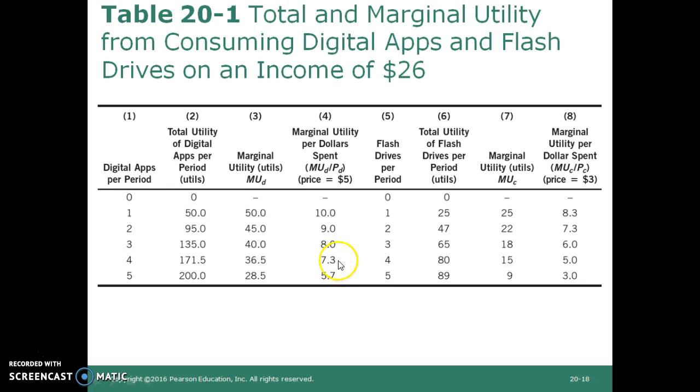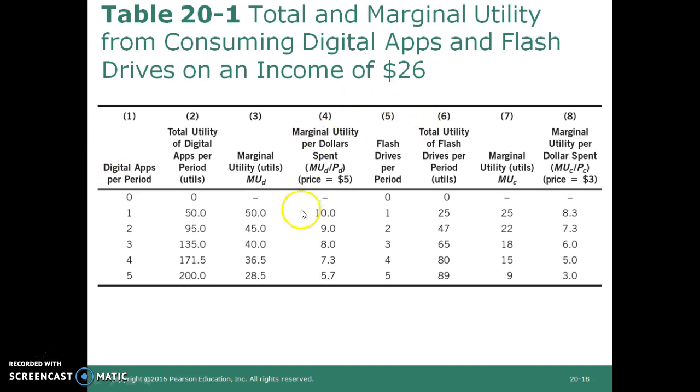They are equal right here, where we buy 4 digital app downloads, and where we buy 2 flash drive downloads. So we want to see, do we have enough income for this? So 4 times 5, that's 20. 2 times 3, that's 6, $26. So we've now maximized our consumption given our limited resources, and that's what we should focus on.